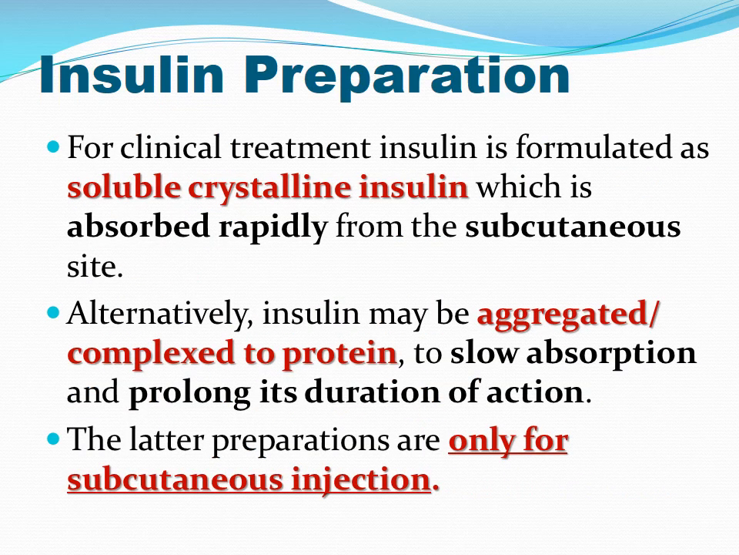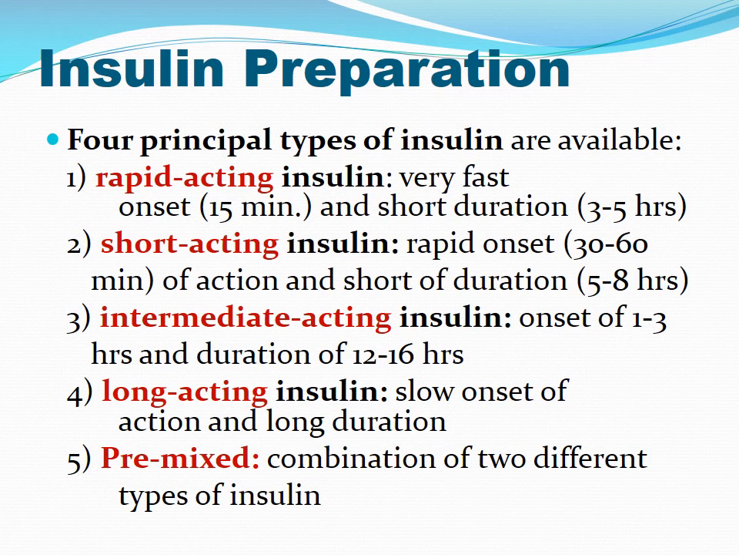Insulin preparation. Insulin for clinical treatment is formulated as soluble crystalline insulin, which is absorbed rapidly from the subcutaneous site. Sometimes the insulin may be aggregated or complexed with protein. This is done to slow the absorption and prolong its duration of action. The latter preparations are only used for subcutaneous insulin preparations.